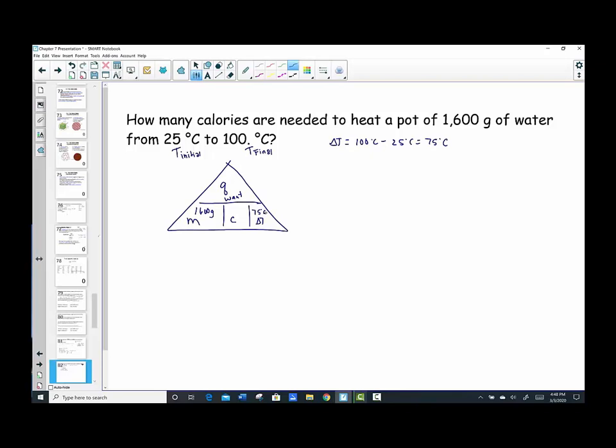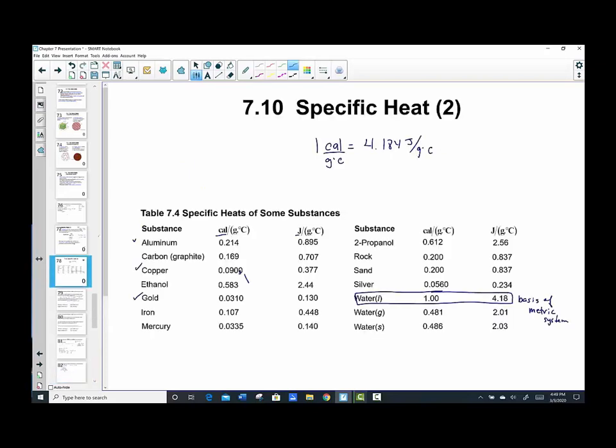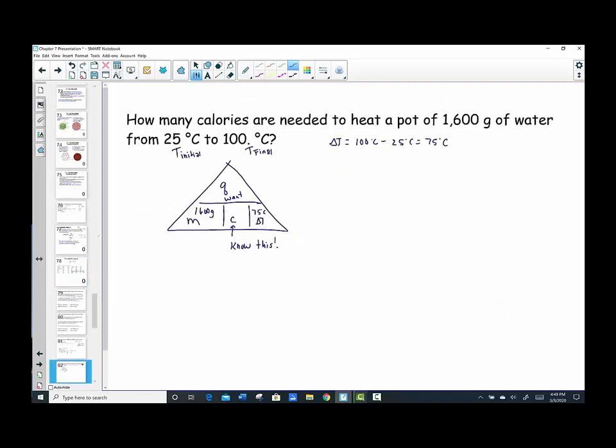We'd like to know Q. Well, you know what's not given on this page, but we're expected to know it? What is the specific heat for water? Now, I know that I gave you a table, but this is one that you should really just know. 4.184 joules is equivalent to 1 calorie. So it's 1 calorie per gram degree Celsius. That's what I have to know right here: 1.0 calorie per gram degree Celsius.